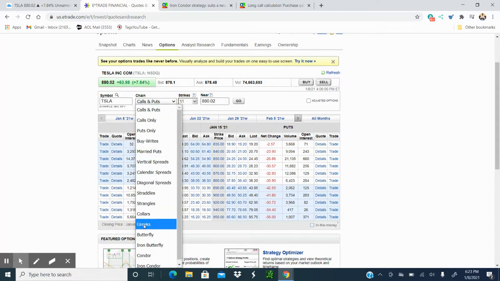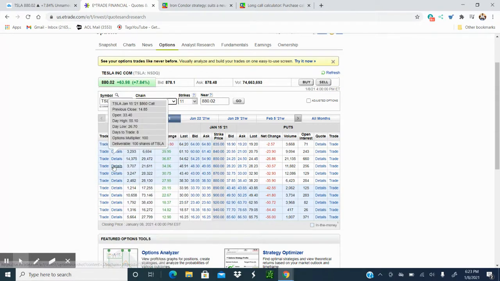So let's go here. I'm in Etrade. This is a dummy account I have, so there's no money here or nothing like that. So nothing to steal if somebody wants to break into it.